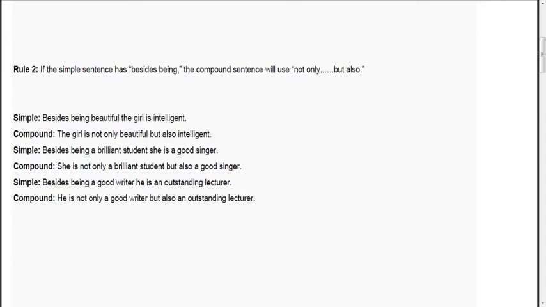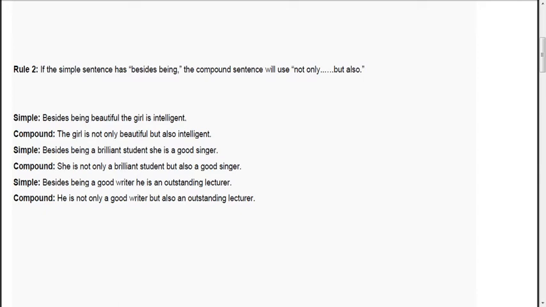Rule 2 says if the simple sentence has besides being, so if you find these two words, besides being, in a simple sentence, and whenever we change it to a compound sentence, that time we'll write not only but also. So just remember the two clue words: besides being, then not only but also. If you see the example, then you'll be more clear.